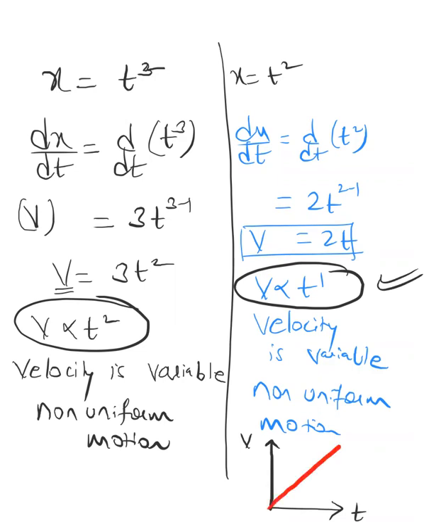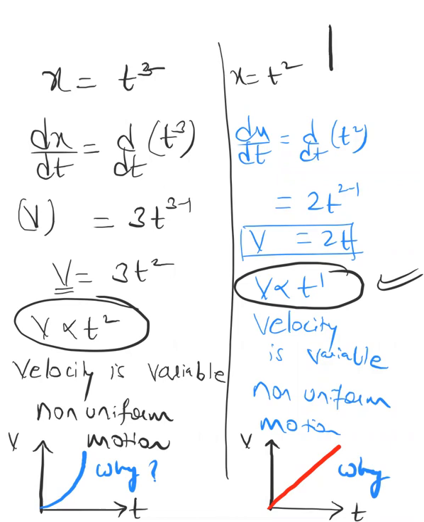If you draw a velocity time graph, not position time, I am talking about the velocity time graph for this type of motion, the graph will look like this, and I will tell you why. And one more thing, if I draw the position time graph for this motion, the position time graph will look like this. I will tell you why.